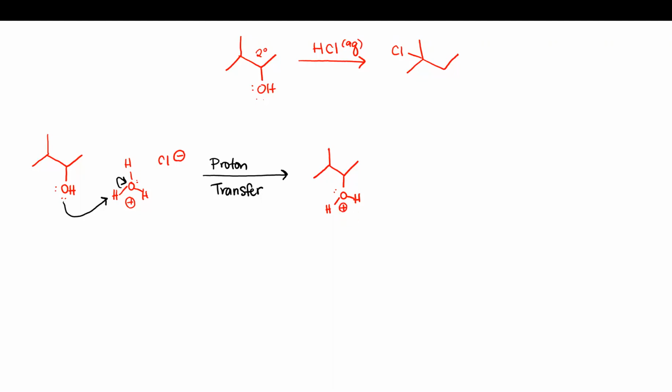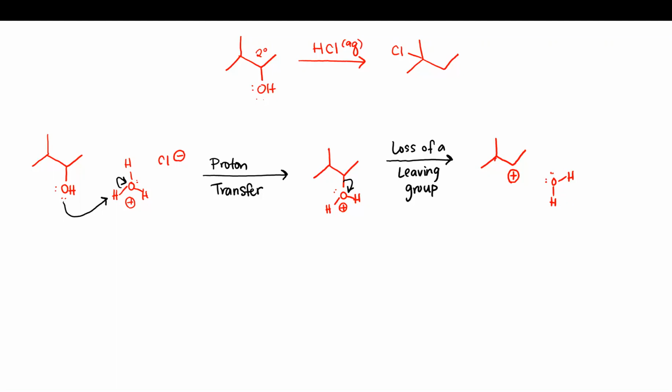Now when this group leaves, it will form water, which is much more stable than hydroxide. So we can show water leaving in the next step, and we label that step loss of a leaving group. That forms a secondary carbocation. It's not super stable, but it's stable enough to form, and also water left. So we'll draw in water in that step as well.